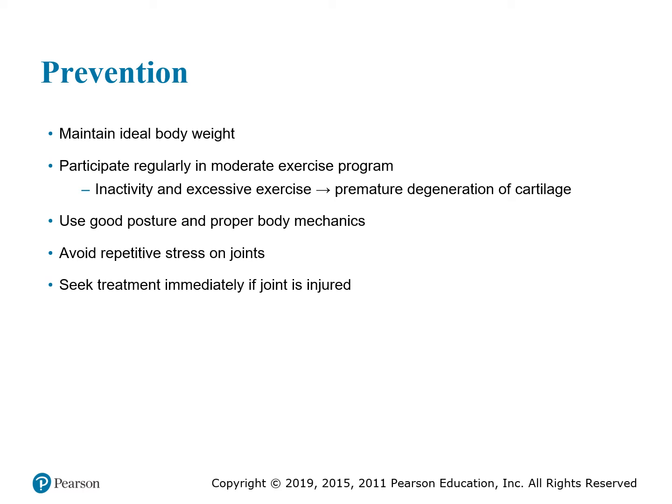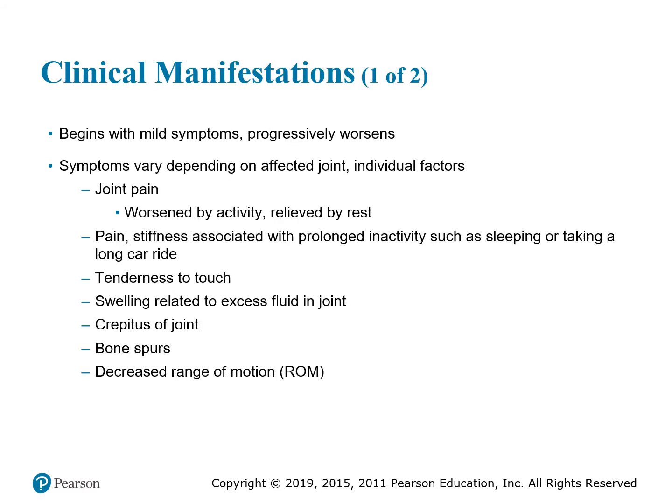So prevention. So how do we prevent? Ideal body weight. Keep your body weight within your ideal body weight. Participate in exercise programs. Remember, inactivity weakens our bones and our muscles. Use good posture and proper body mechanics. Avoid repetitive stress. It's okay to exercise, but if you're exercising to the point that it's causing you pain, then you're over exercising. And seek treatment immediately if you're having this severe pain or you do have injury.